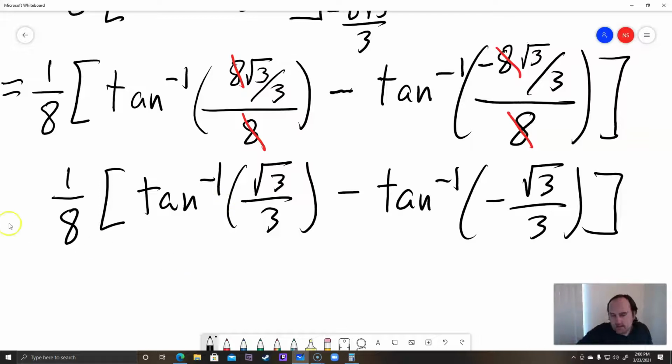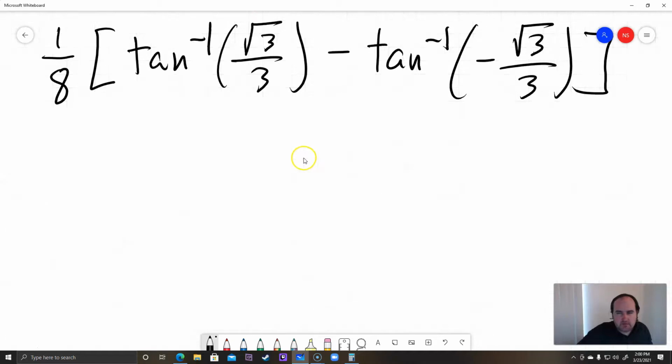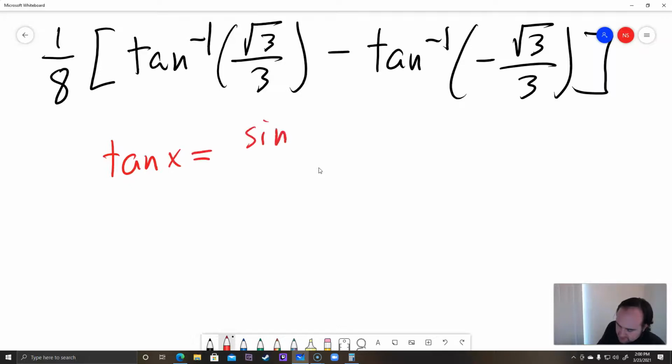Okay, and then how does tan inverse work? Well, some calculators will do it for you, but most will not give you an exact answer. So what I would recommend for most people is to just use the unit circle that's on our formula sheet. So remember that tangent is the same as sine over cosine. Okay, so tangent of x equals sine of x over cosine of x.